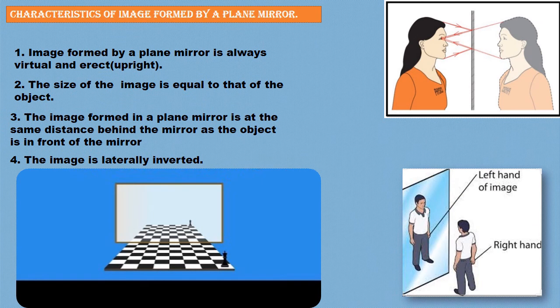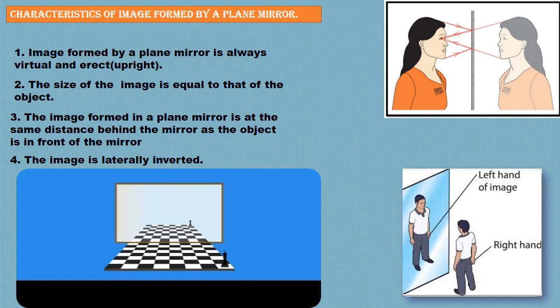So children, from the previous slide we understood that the image obtained when an extended object was kept in front of a plane mirror was a virtual and erect image, because the image was represented by an arrowhead that was pointing upward. That showed an erect image, and we drew that image by extrapolating the reflected rays backward using dotted lines. So that was virtual. So we can conclude that the image formed by a plane mirror is always virtual and erect. The size of the image is always equal to the size of the object.